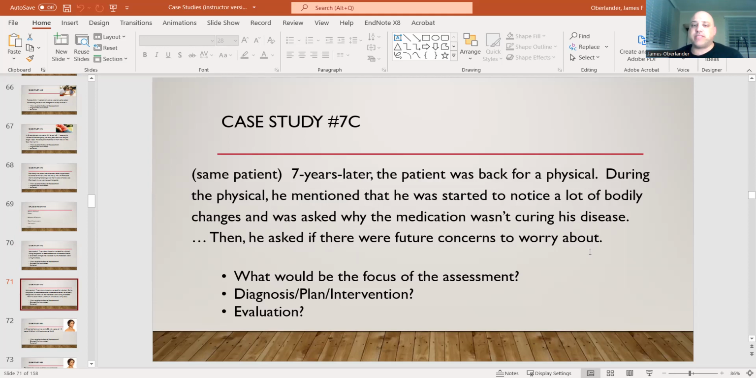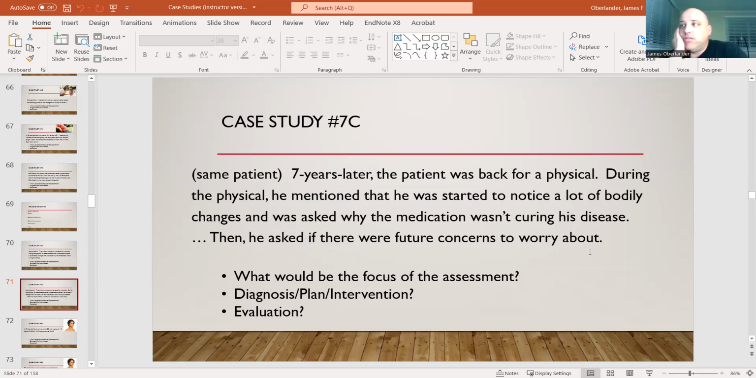I want disease processes, future concerns. What diseases do we need to worry about? What disease processes do we need to be worried about? You don't need to worry about weight loss. I mean, that would be something he needs to do, but I'm not worried about that. That would be a good thing. I want disease processes. The patient's saying, all right, I got diabetes. What do I need to worry about?